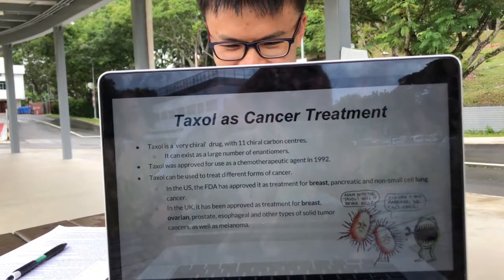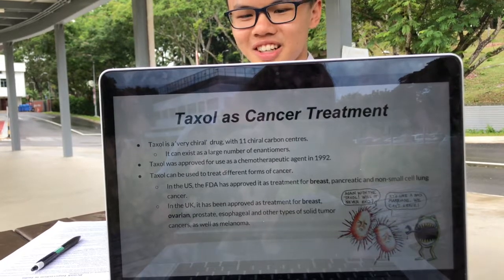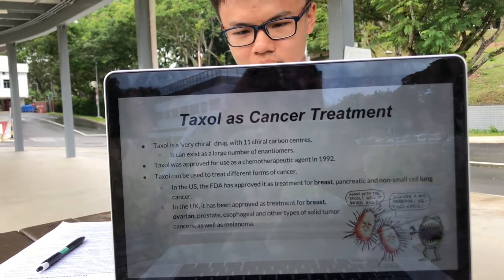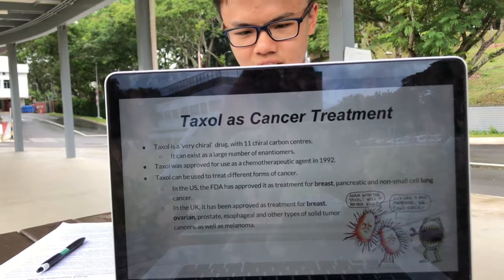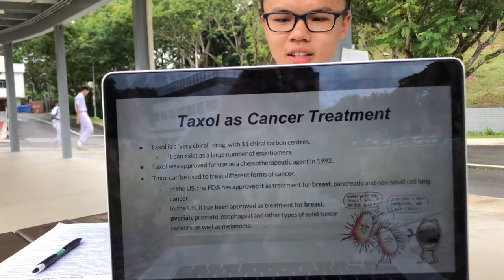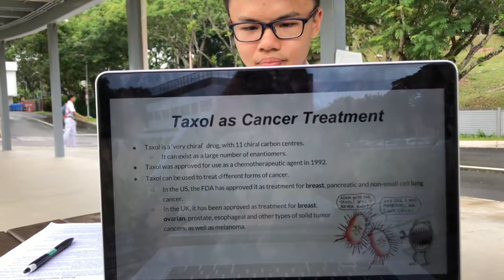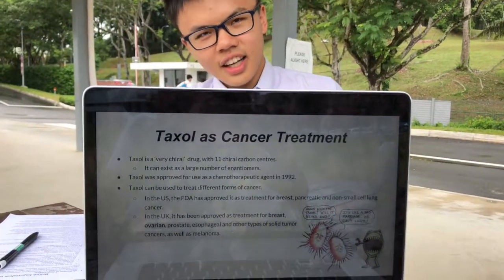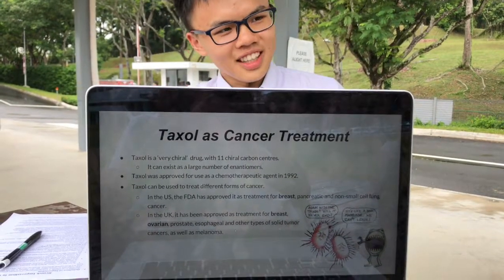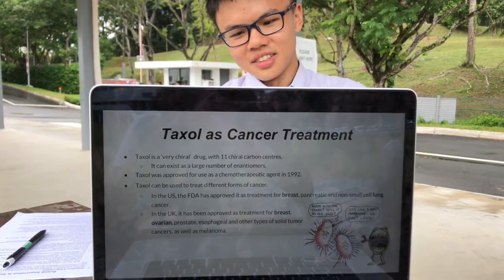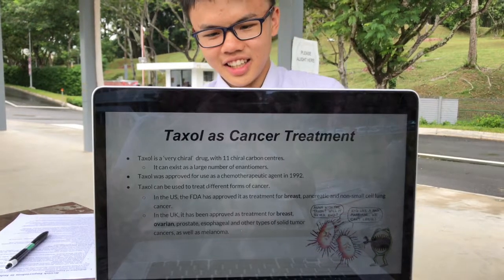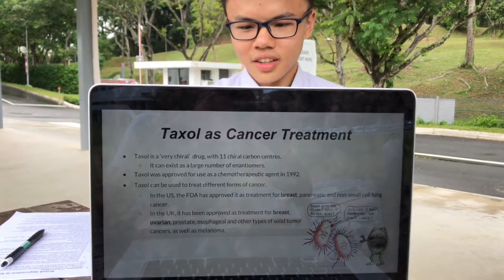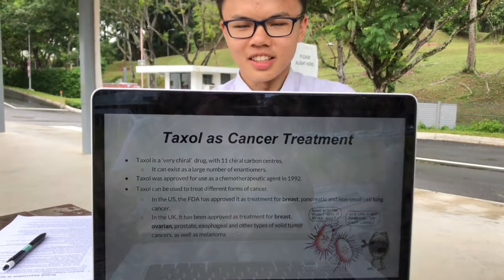So, Taxol is a very chiral drug. It means that the carbon is attached to 4 different R groups, and in the structure of Taxol there are 11 chiral carbon centers. So there are a lot of enantiomers, and it was later approved for use as a chemotherapeutic agent in 1992.